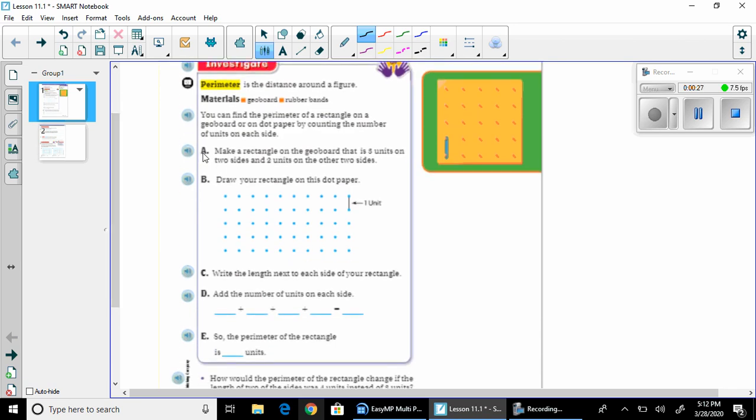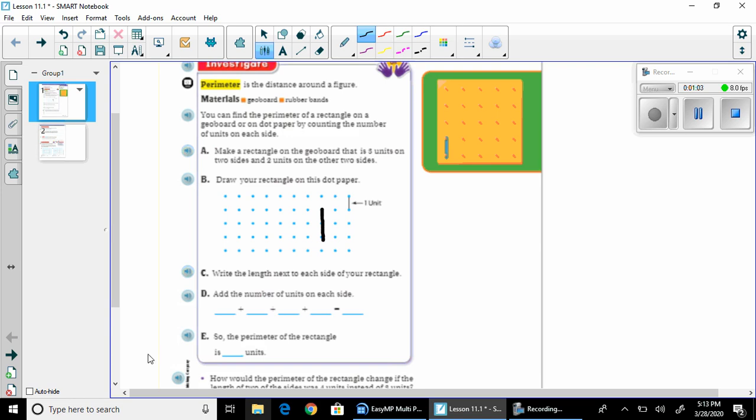Part A says to make a rectangle on the geoboard or your dotted paper that is 3 units on 2 sides and 2 units on your other 2 sides. If you notice down below here, it shows you the example that 1 unit is from here to here. We are going to start with our 2 units, so we are going to make our sides here 2 units long. I'm going to draw from here to here. So 1 unit and 2 units.